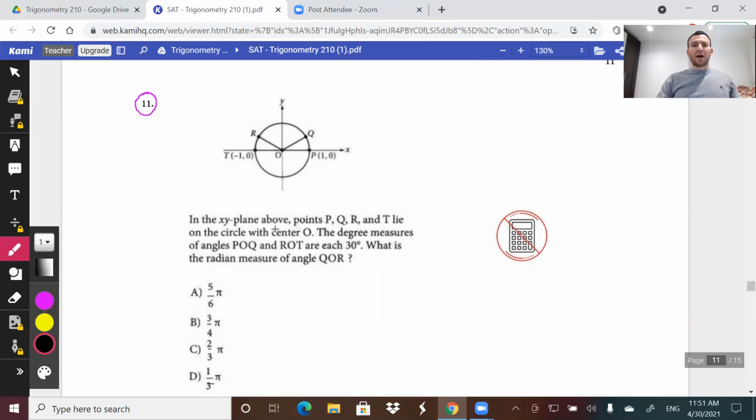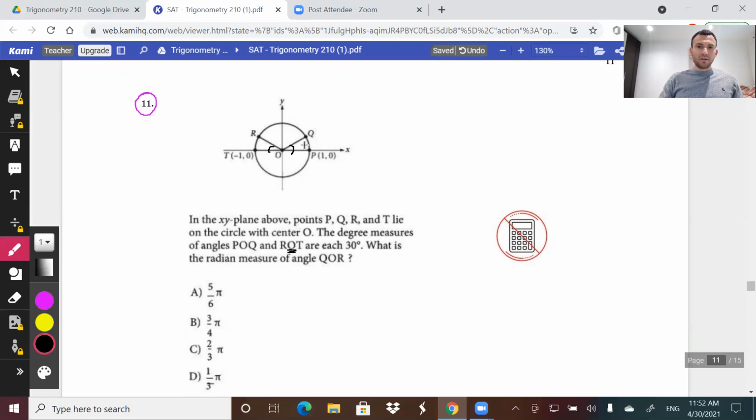So we have in the xy plane above, points P, Q, R, T lie on the circle with center O right here. The degree measures of angles POQ and ROT, so POQ, so you're talking about this angle, and ROT. The one in the middle is always the angle you're actually talking about, so that angle are 30 degrees each. So each of these are 30 degrees. What is the radian measure of QOR?